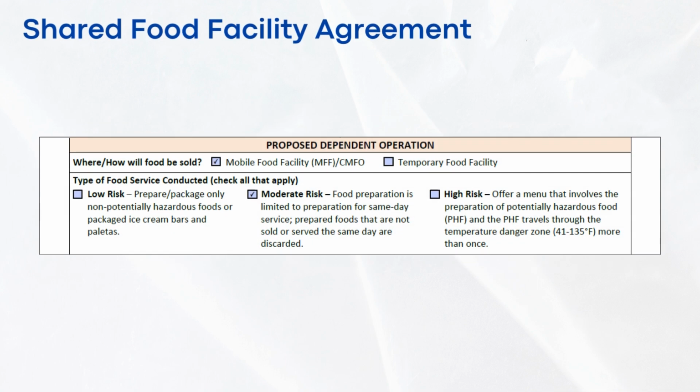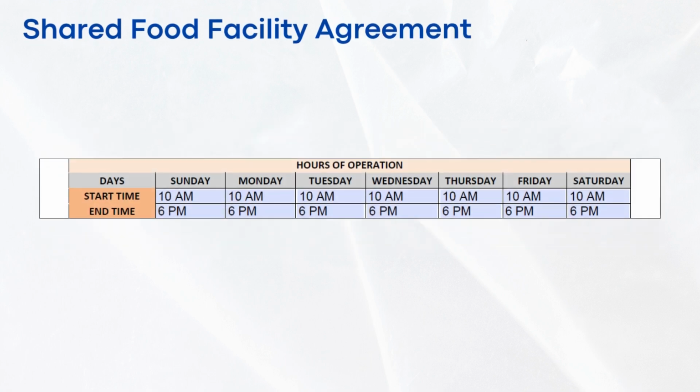Moving on to the proposed dependent operation section. Choose an option for where or how the food will be sold. Please select MFF and CMFO. Place a check mark on the type of food service conducted, which can be low risk, moderate risk, and/or high risk. Check all that apply. Include the hours and days of the CMFO operation.